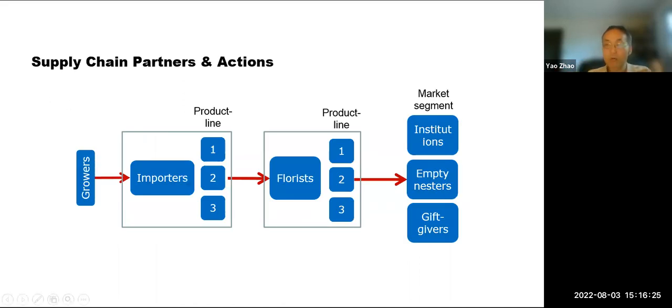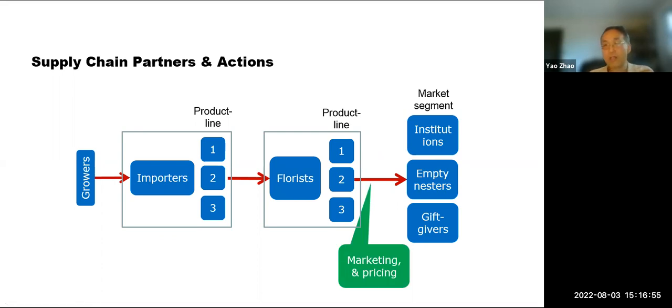If we look deeper, right, if we zoom in, we'll find out they're going to serve 3 different market segments, such as institutions, that is the conferences, the wedding houses, right, and empty nesters, right, parents whose kids have grown up and gone, and finally gift givers, such as the lovers during Valentine's Day. Right, with 3 different product lines, right? The high end, the lower end, the middle end.